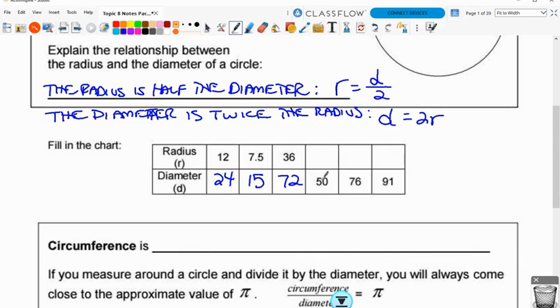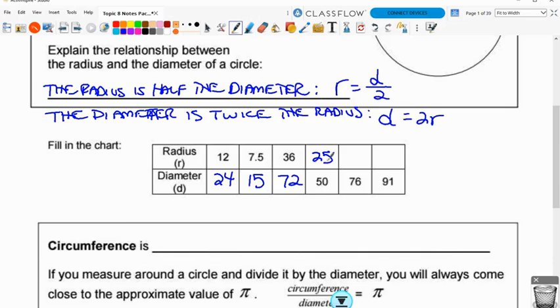In the next 3 spots, though, they tell us the value of the diameter. We have to figure out how much the radius is going to be. Remember, the radius, to do that measurement, you take the diameter and you divide it by 2. So if the diameter is 50, I'm going to divide that number by 2 to get the radius. 50 divided by 2 means that the radius would have to be 25.